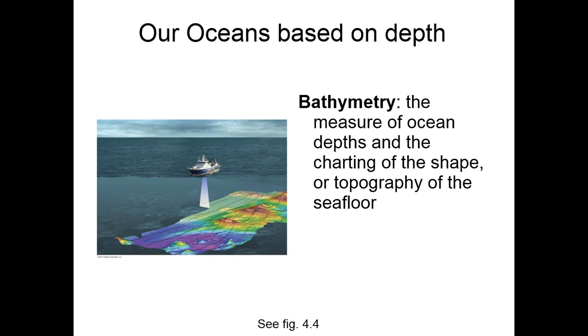When we're talking about different areas of our ocean, we need to understand that those different areas are designated based on depth. Bathymetry is the measure of ocean depths and the charting of the shape or topography of the sea floor. That can often be done using echo sounders. This ship in this image is probably equipped with multiple echo sounders, and they essentially just drive over the ocean and get a map of the seafloor.